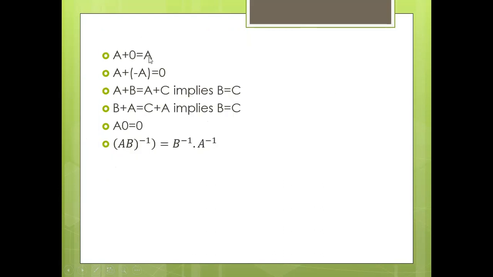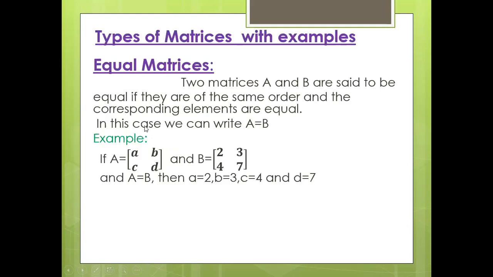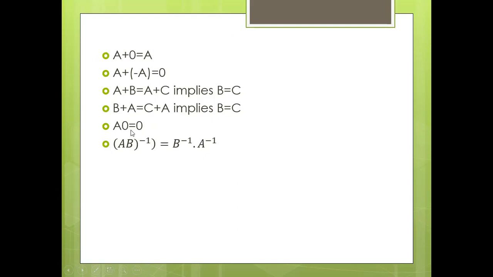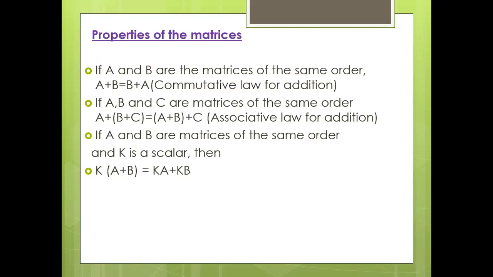Then A plus 0 equal to A, the 0 matrix. If we add any number with 0, we get the number. Like that, here the matrix A with the 0 matrix, we get A. Then A plus minus A equal to 0, like 1 plus minus 1 equal to 0. A plus B equal to A plus C implies we can cancel A and A, we get B equal to C. B plus A equal to C plus A, we get B equal to C. Then if we multiply any number with 0, the result is 0. Like that, here A into 0 equal to 0. Then AB the whole inverse equal to B inverse into A inverse. These are some properties of matrices.